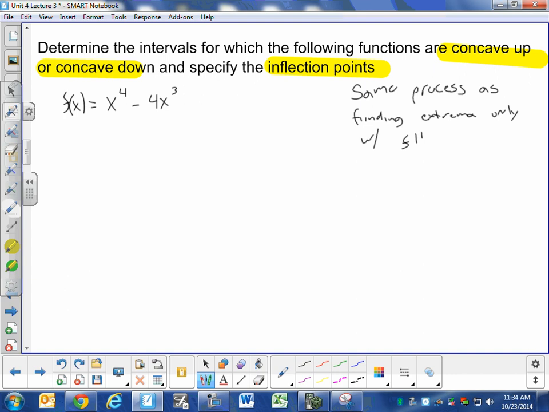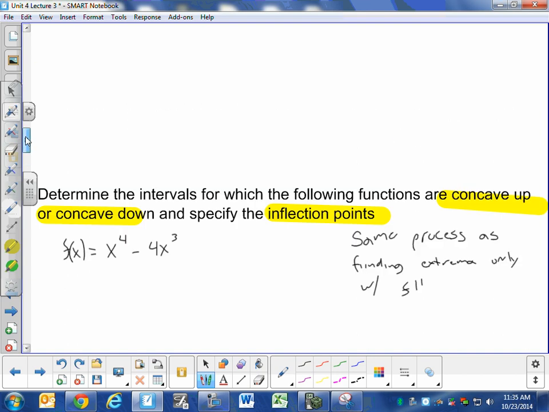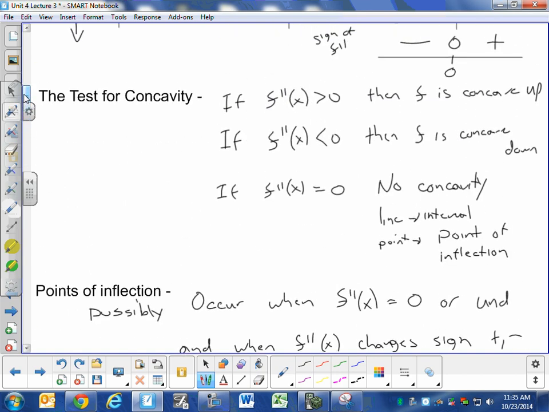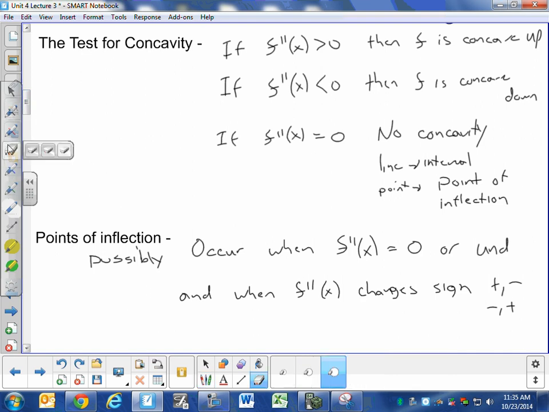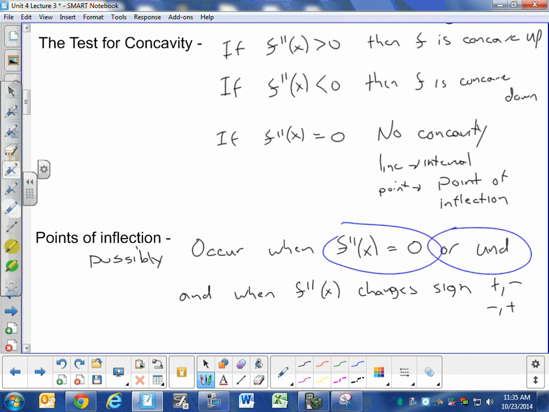Find the second derivative, and what should I do with that second derivative? Set it equal to 0 so that we can find possible points of inflection. When f double prime is 0 or it's undefined, these are our possible points of inflection.